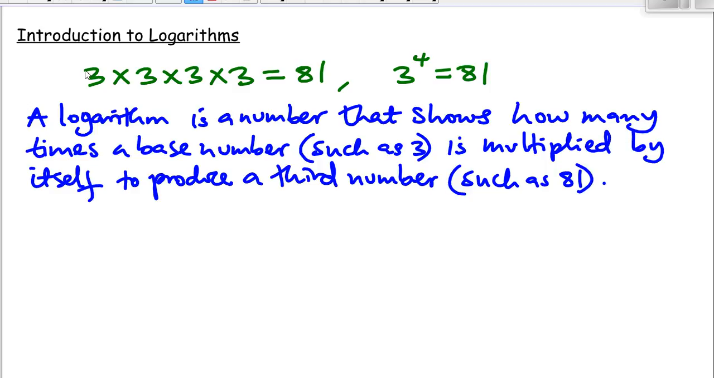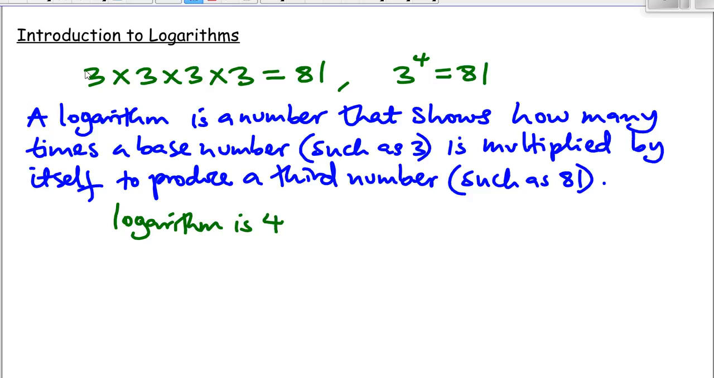So basically what you're saying here is the logarithm here basically will be 4. So the logarithm is 4.